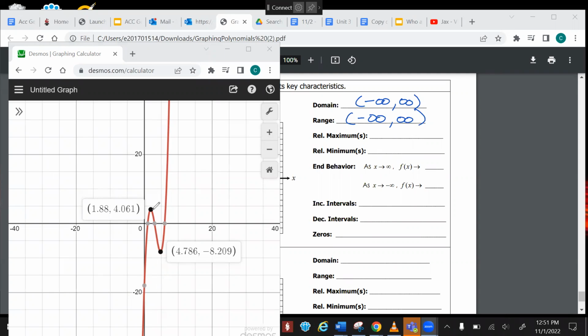So maximum is going to be your highest point. Now this one keeps going on forever, right? This guy right here is a relative maximum. So that's going to be 1.88, comma 4.061. This is like where you're going up and then you get to a point and then you start coming down. That's what a maximum is.